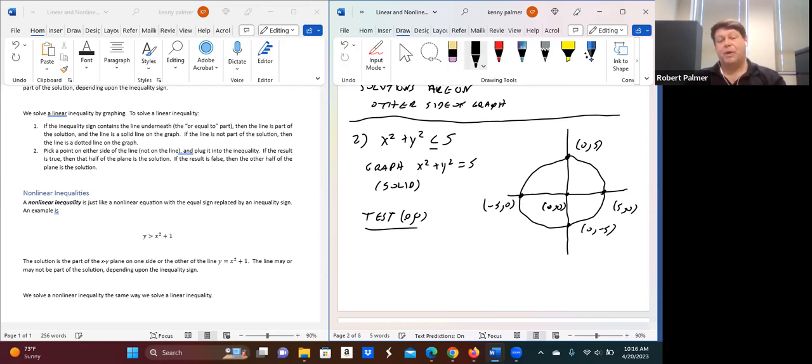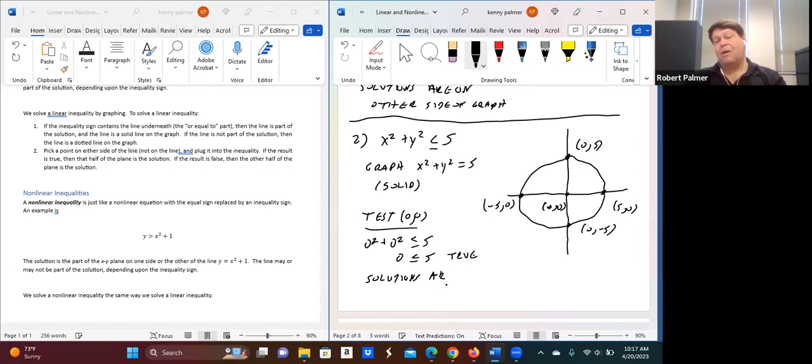All right. So plug in 0 for x and y. 0 squared plus 0 squared is less than or equal to 5. That is 0 is less than or equal to 5. That's a true statement, obviously. 0 is less than or equal to 5.